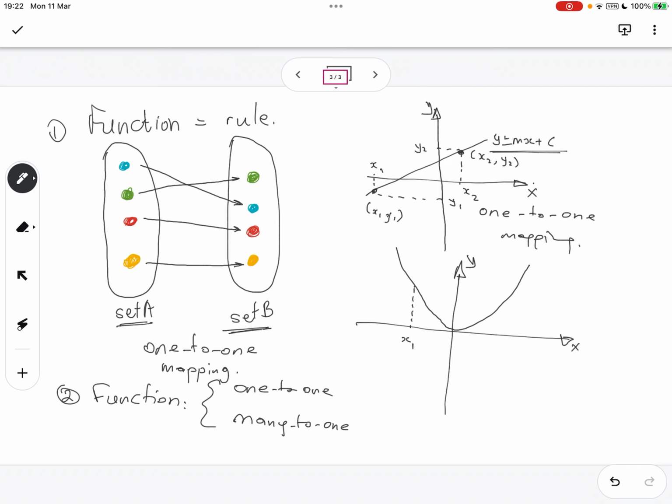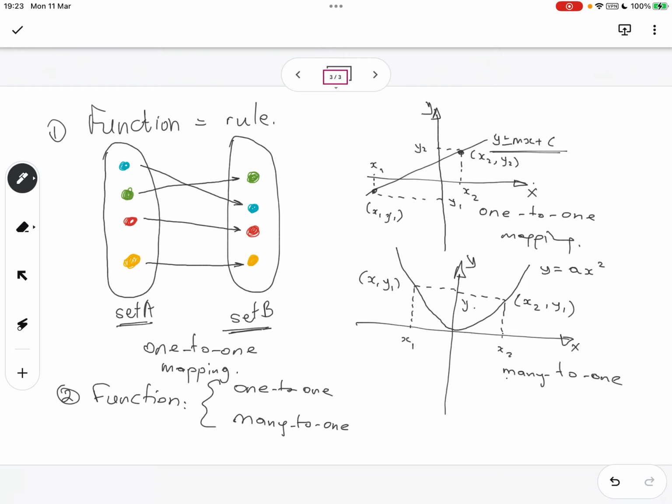So an x value and another x value can both map onto one y value. You see, this point will be x2, y1, and this point will be x1, y1. So in this case you have a many-to-one. This is the kind of relationship y equals ax squared, right? And this here is an example of a many-to-one mapping.